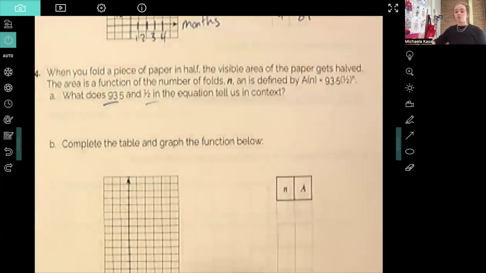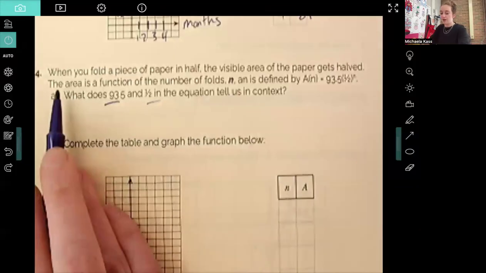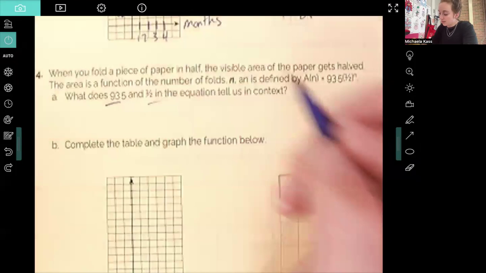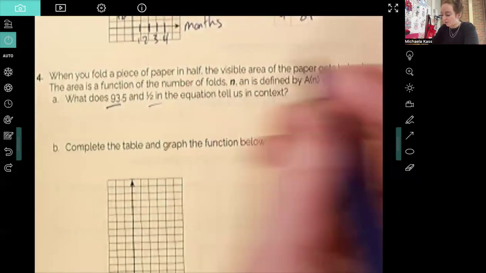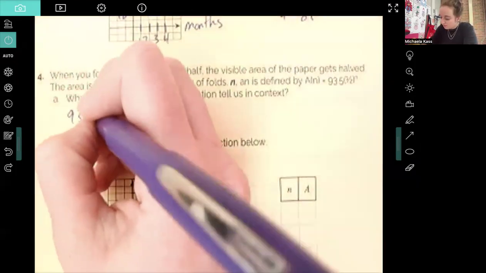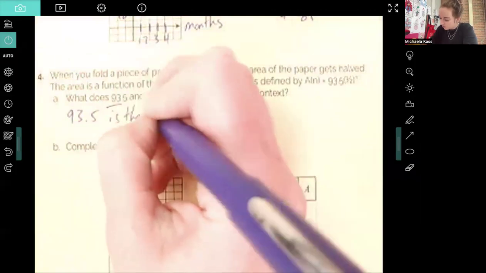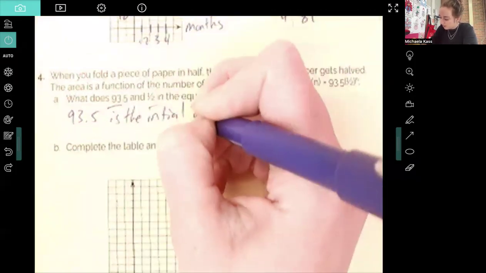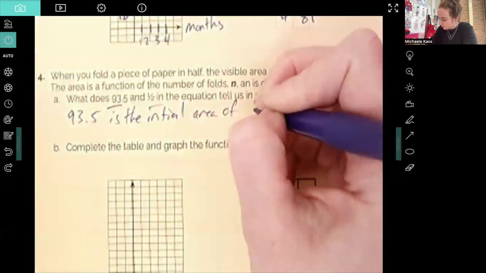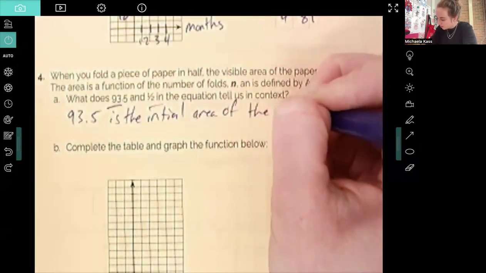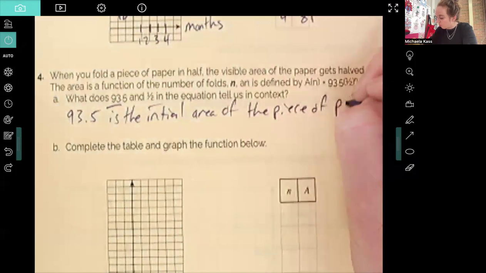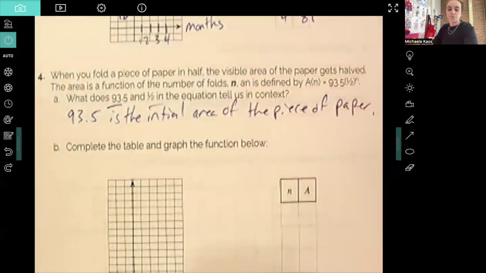So 93.5 represents the initial, right? And it's referring to the area. So it is the initial area of the piece of paper. 93.5 is the initial area of the piece of paper before putting it in halves, right?